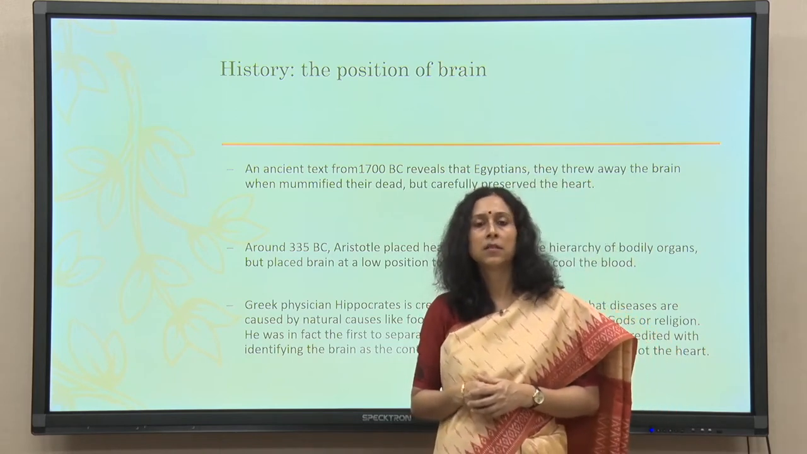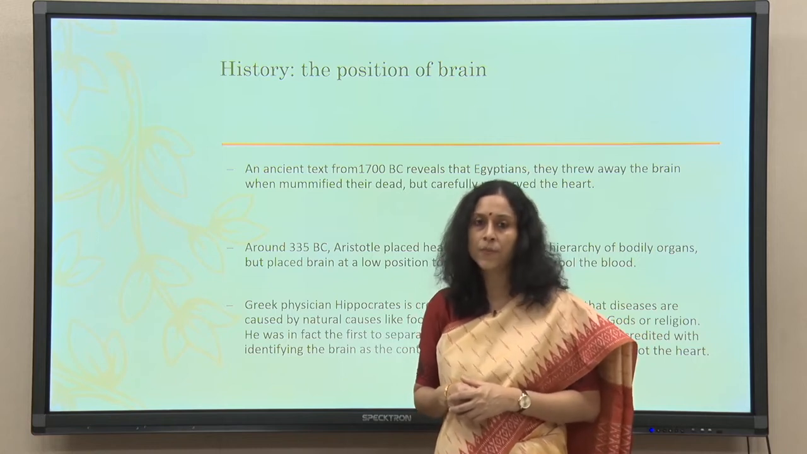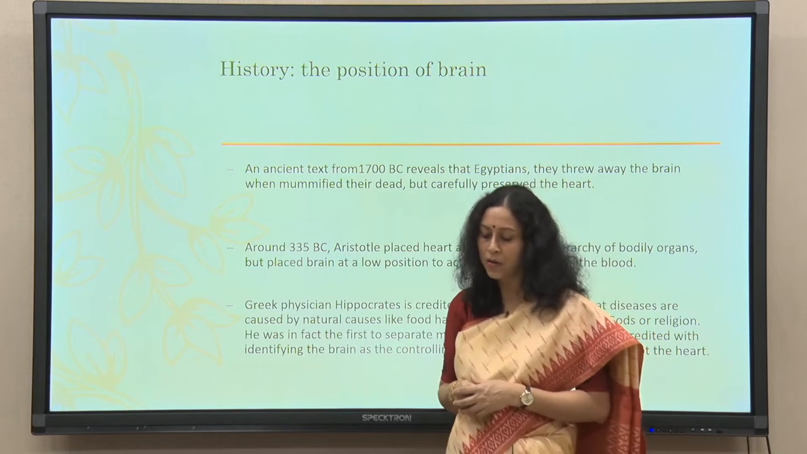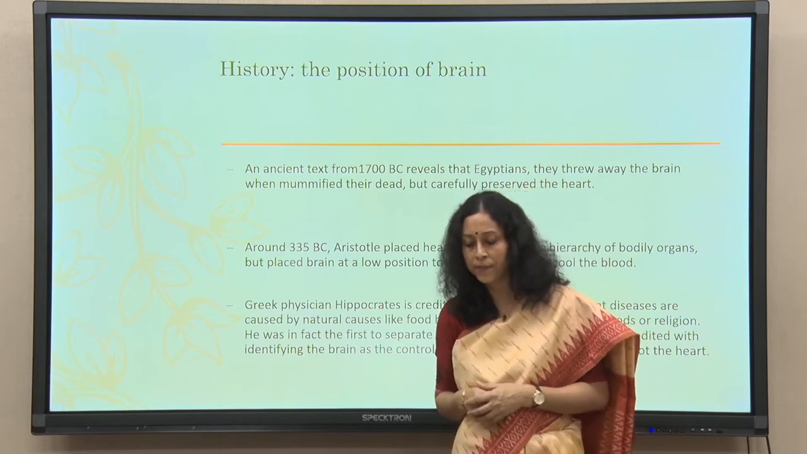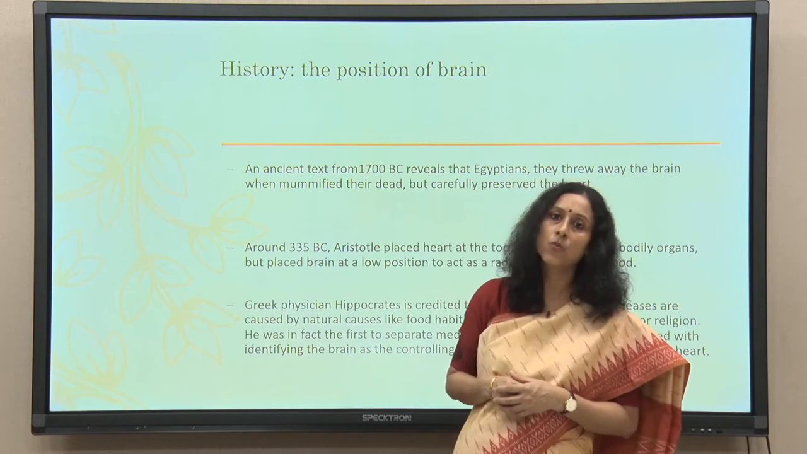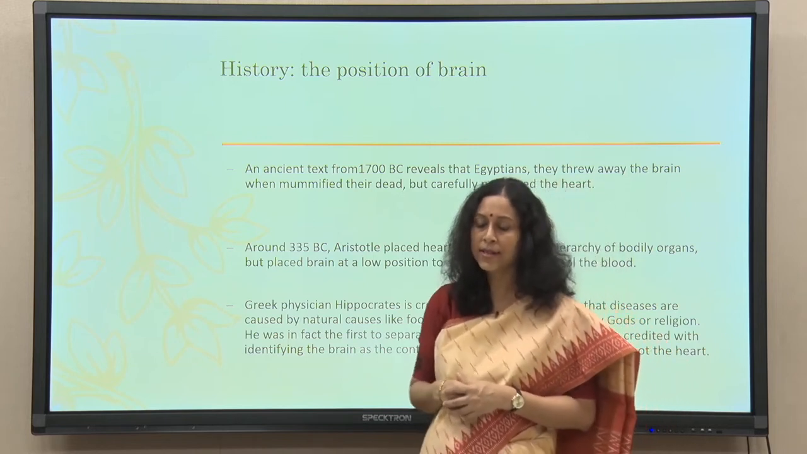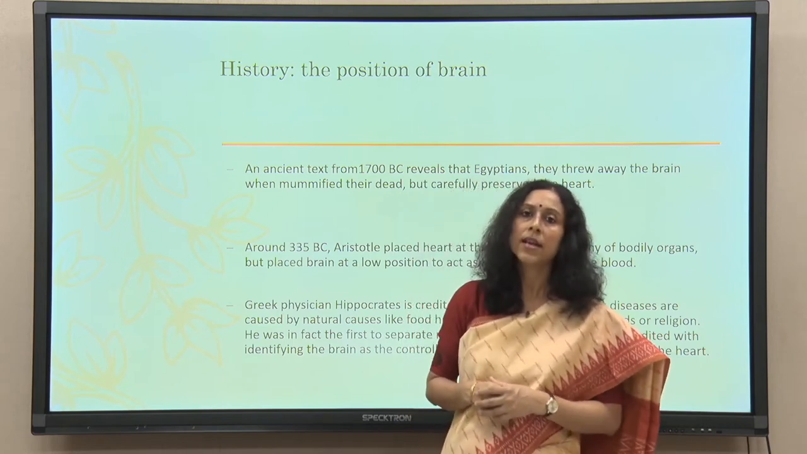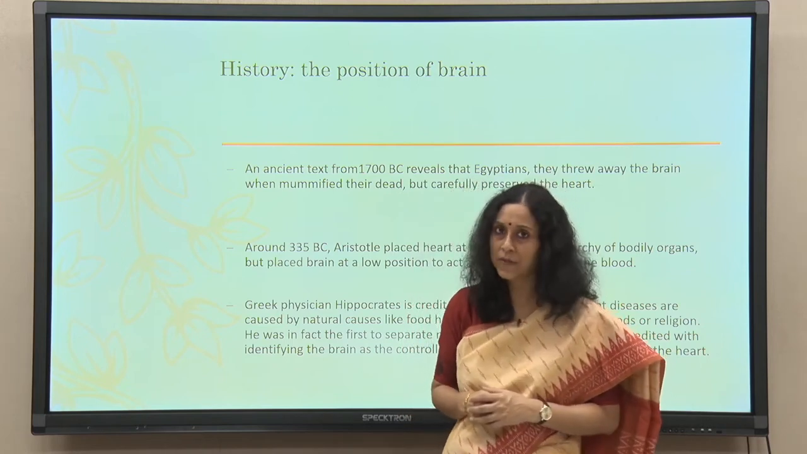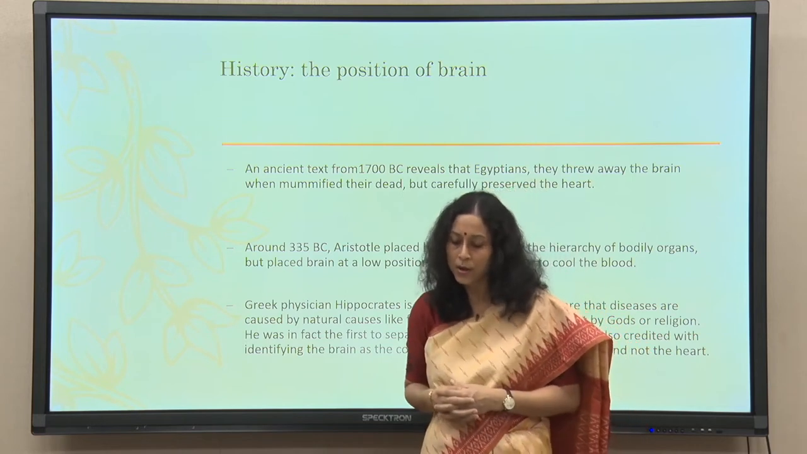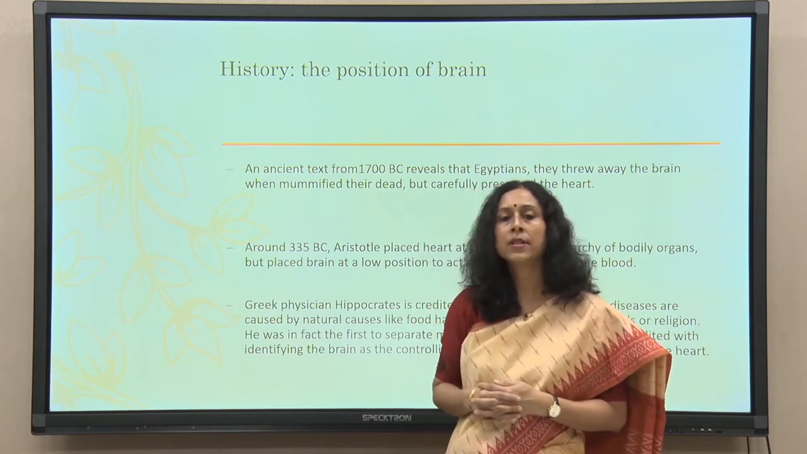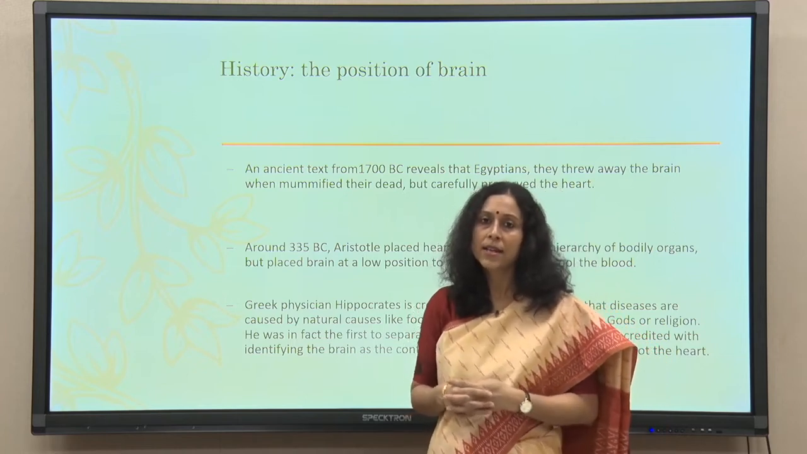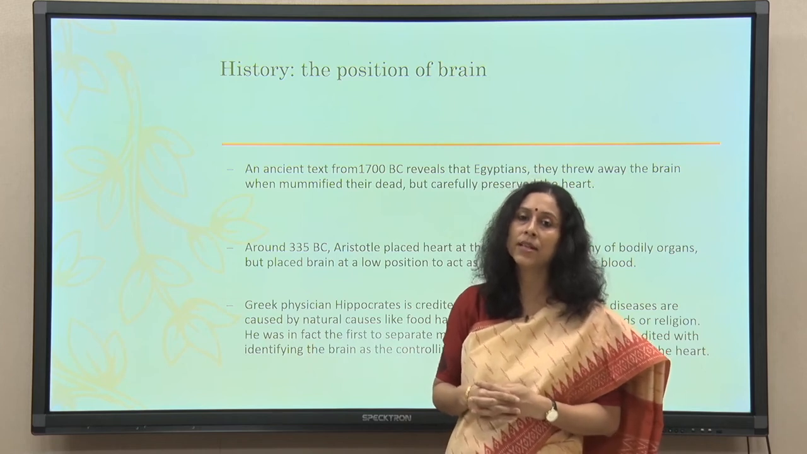So, as far as the oldest mention of the position of brain is concerned, we go back to Greek physician Hippocrates, who is also considered the father of modern medicine in the Western world. So, he is the first person who is credited with giving the brain its due position within the hierarchy of the bodily organs. And interestingly also, it is Hippocrates who for the first time dissociated diseases from religion.